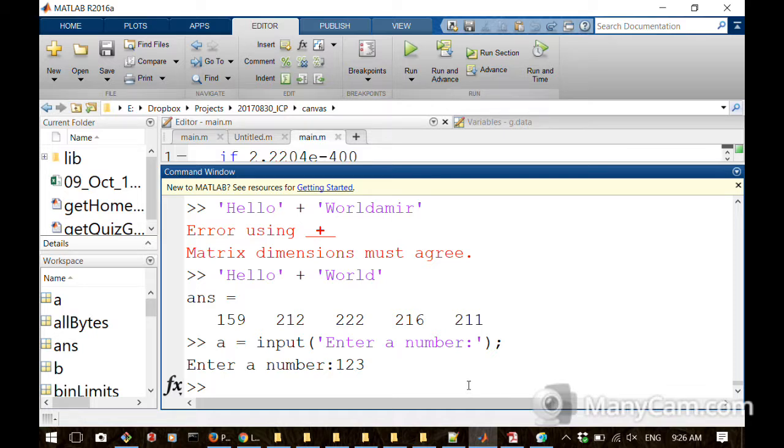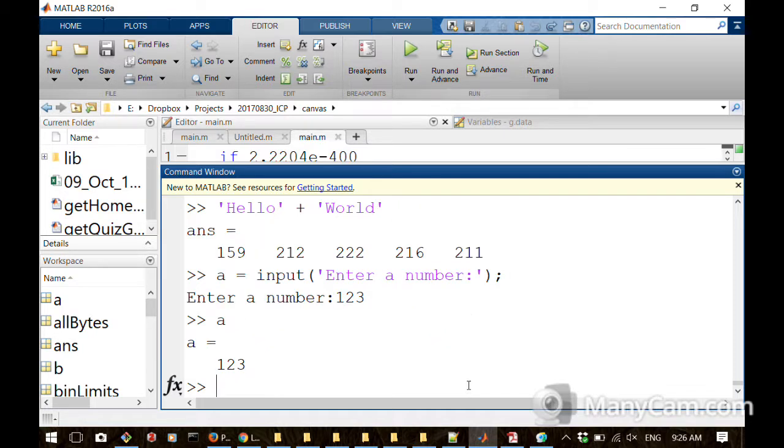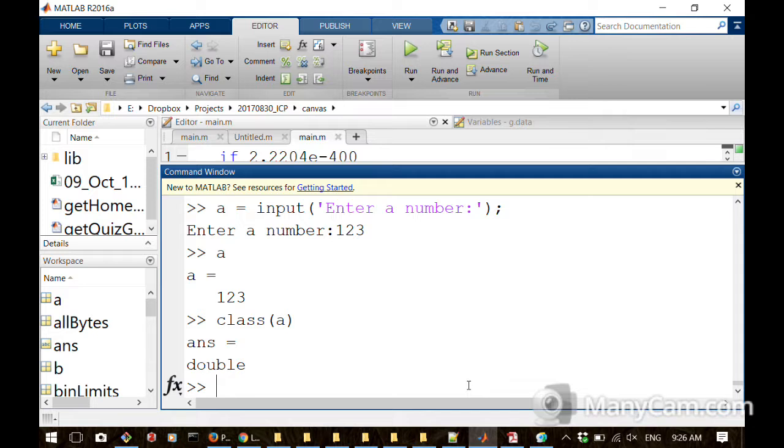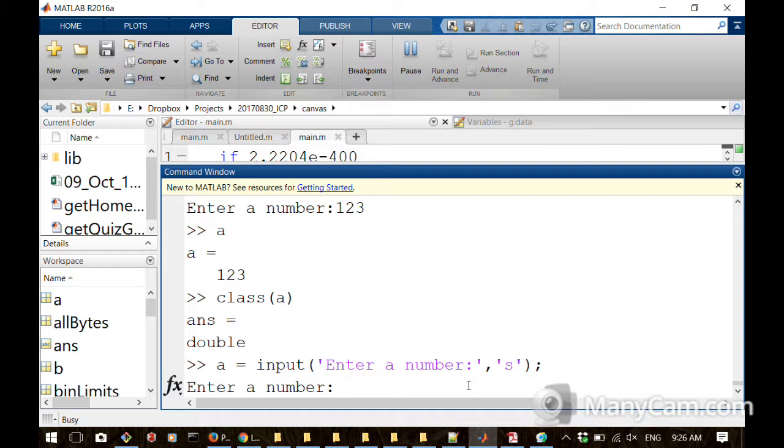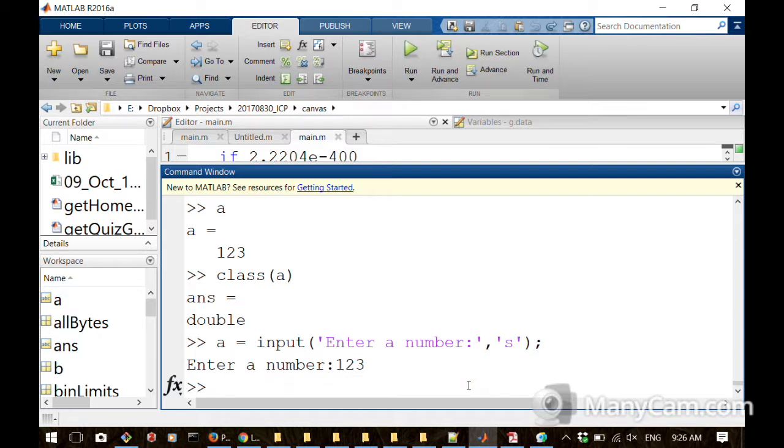Okay. Now, A is 123. What is the class of A? Double, right. But what if I want a string? I can add the string type here at the end. S stands for a string. And now whatever I input is considered to be a string.